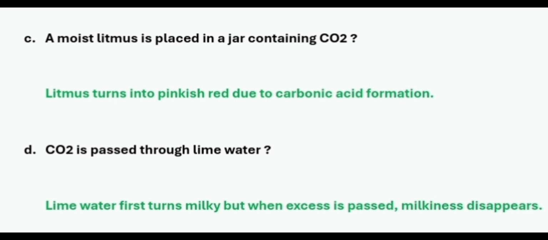When CO2 is passed through lime water, it first turns milky, but if it is passed in excess, then the milkiness tends to disappear. So, excess carbon dioxide when passed through lime water leads to precipitation, and then it clears out into a solution.